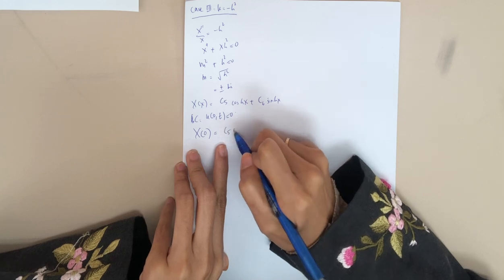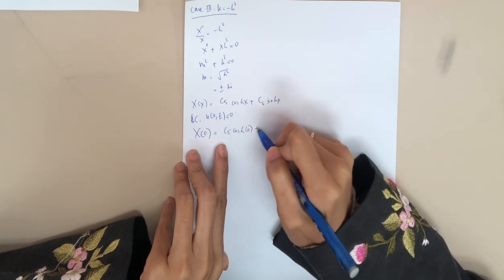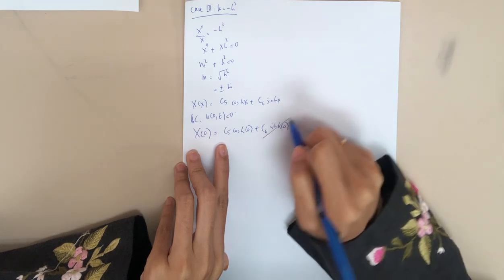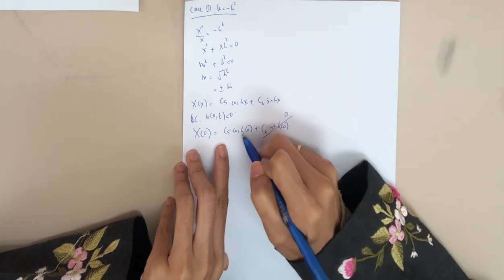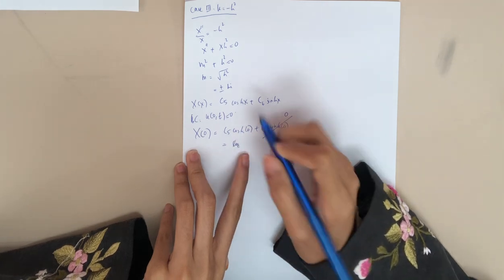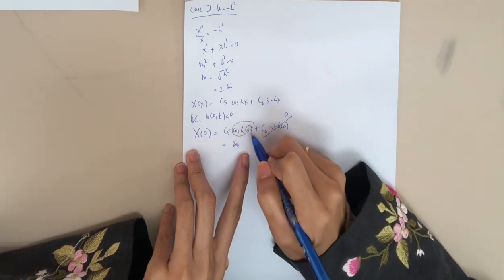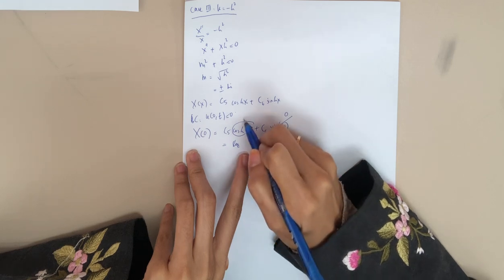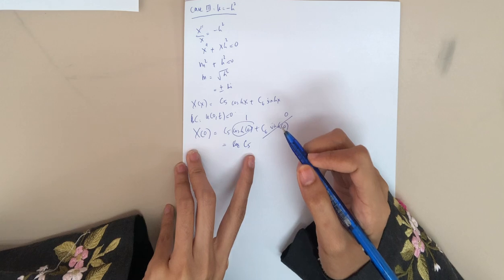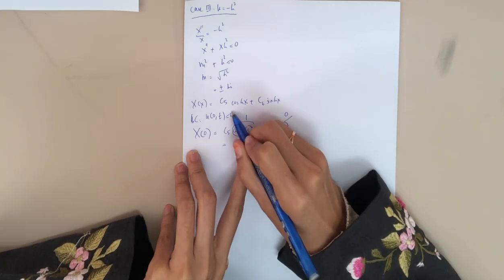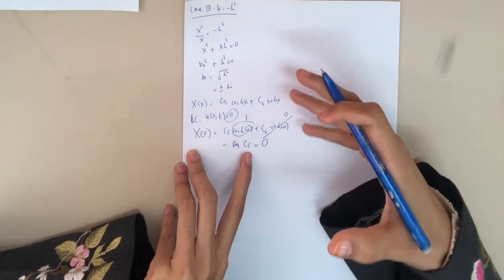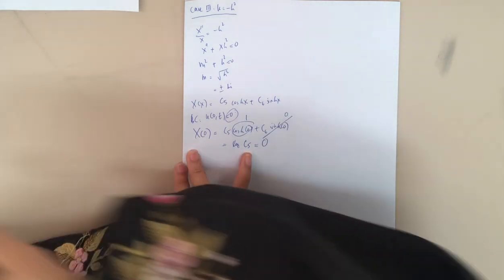So C5 cos(lambda 0) plus C6 sin(lambda 0), and we know that sin 0 is always 0, but cos 0 is not 0. Okay, class, cos 0 is equal to 1. Lambda times 0 is 0, so cos 0 is equal to 1. So they still have a C5 here, and this equation also equals 0. Therefore, your C5 now is equal to 0.